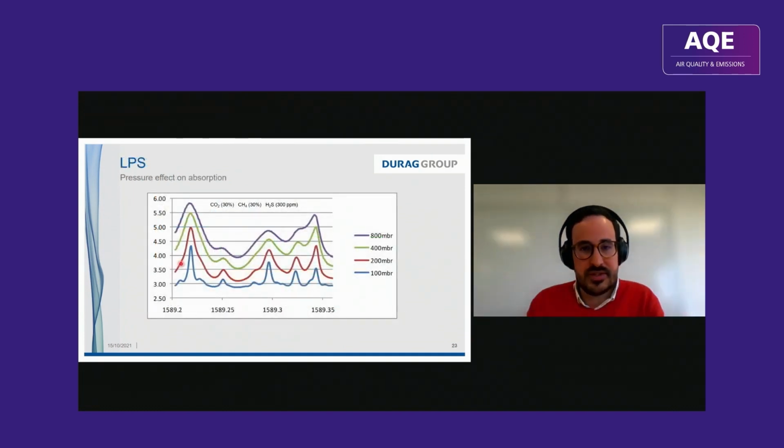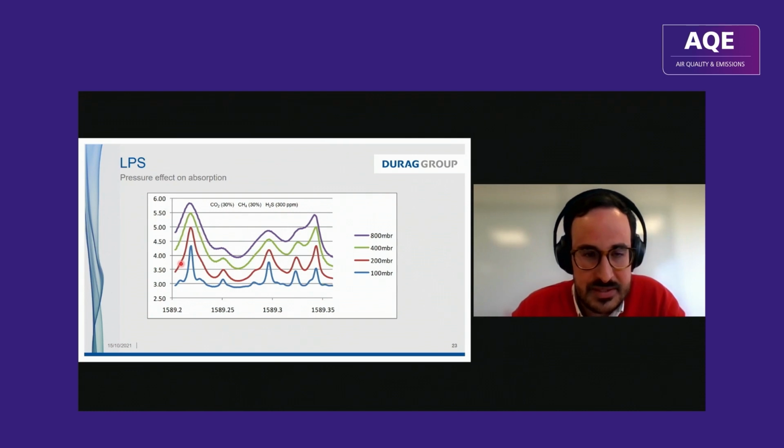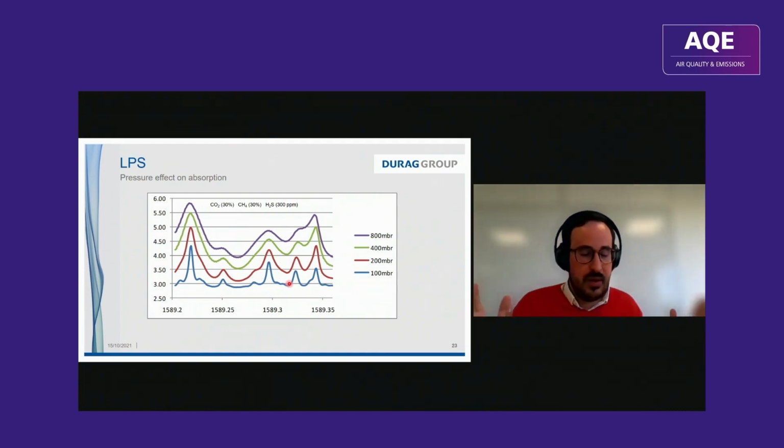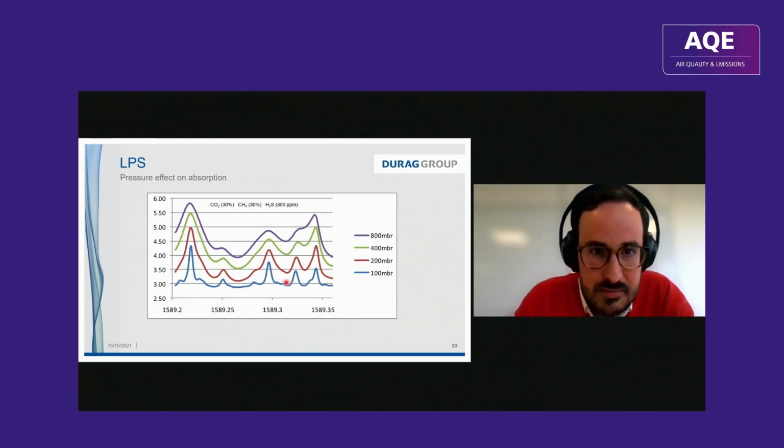Why do we use low pressure sampling? Because low pressure sampling has an impact on the shape of the absorption peaks. So here, for example, we have this H2S measurement in a gas matrix with a lot of CO2 and methane. And we have the absorption spectrum at different pressures. In purple, you have the absorption spectrum at 800 millibar absolute, and in blue, at 100 millibar absolute. What we see is when we lower the pressure, the peaks are getting separated from each other and a little bit smaller. So the goal when we reduce the pressure is to avoid the cross interference between the peaks.